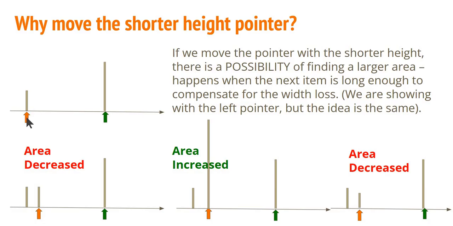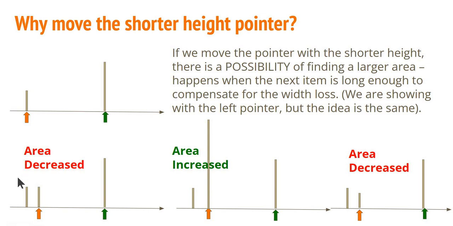If I'm moving the shorter pointer inside, or any pointer inside for that matter, the base becomes smaller, clearly, because I've got one less item to look at. Which means that the area can still increase provided the height becomes larger of the two. So let's see it more carefully. Basically, if the change in height compensates for the width loss, then we are doing well.